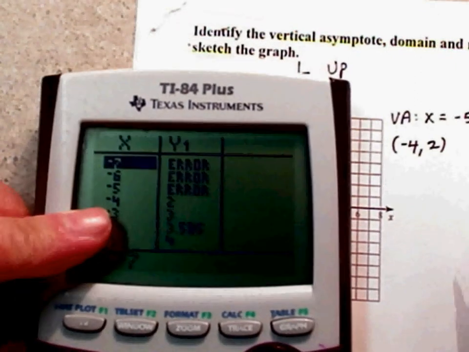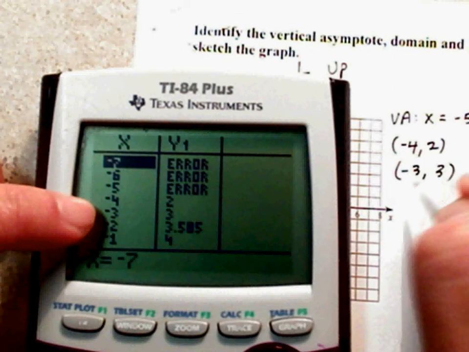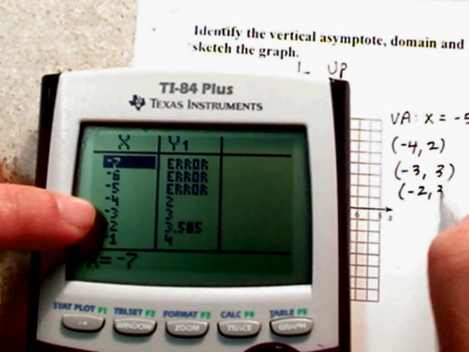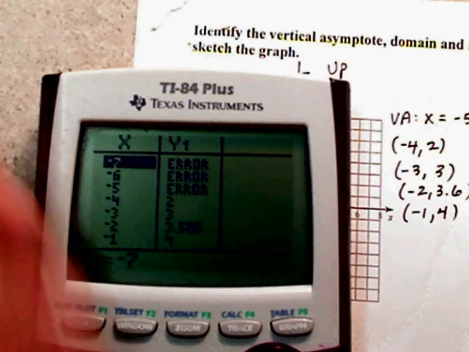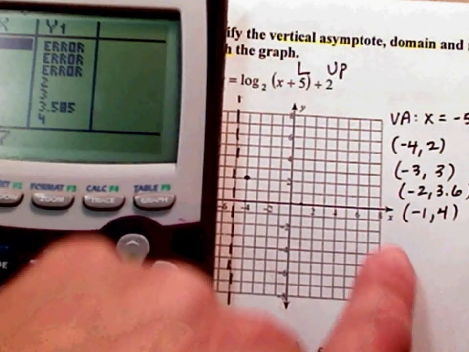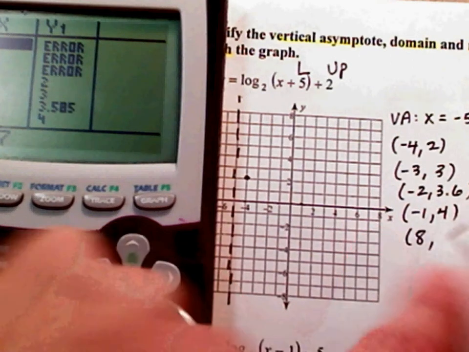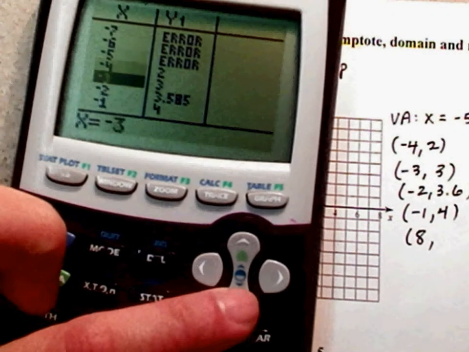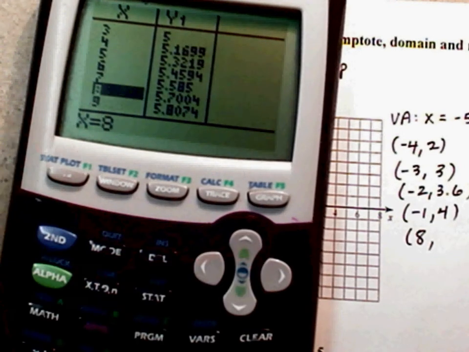-3 and 3. -2, 3.6. -1, 4. And your very last point, please look at the graph. I always want to see where it goes out right here. 8. Scroll down to 8. Okay? When x is 8, it is at 5.7. And there you have your 5 points.